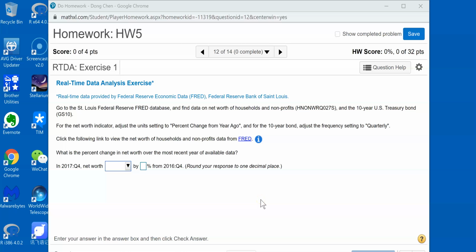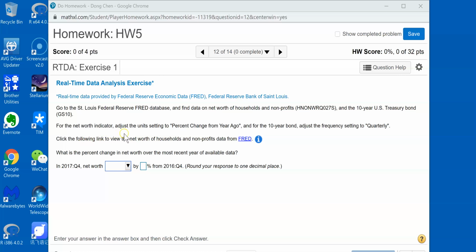This is question number 12 on homework 5 for chapter 5. This is a real-time data analysis exercise. Go to the St. Louis Federal Reserve database and find data on net worth of households and nonprofits and the 10-year U.S. Treasury bond. So this is actually a Treasury bond yield.